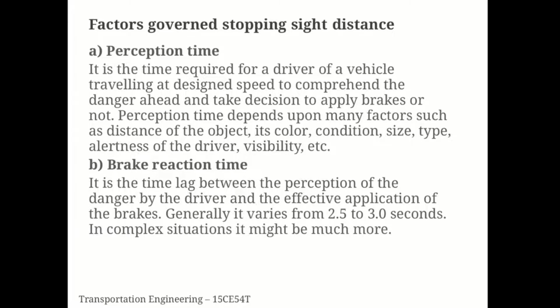Factors governing stopping sight distance. Perception time: the time required for a driver of a vehicle traveling at design speed to comprehend the danger ahead and take a decision to apply brakes or not. Perception time depends upon many factors such as distance of the object, its color, condition, size, type, alertness of the driver and visibility. Brake reaction time: the time lag between the perception of the danger by the driver and the effective application of the brakes. Generally, it varies from 2.5 to 3 seconds. In complex situations, it might be much more.